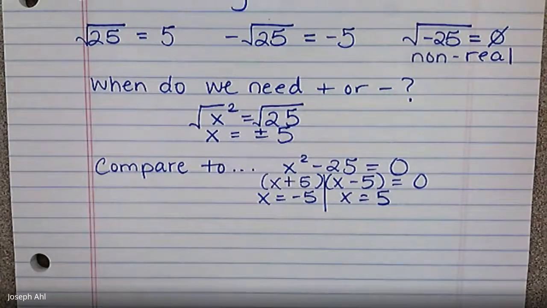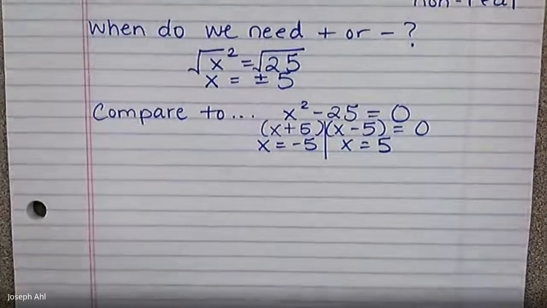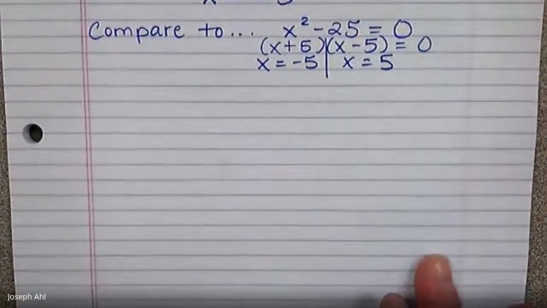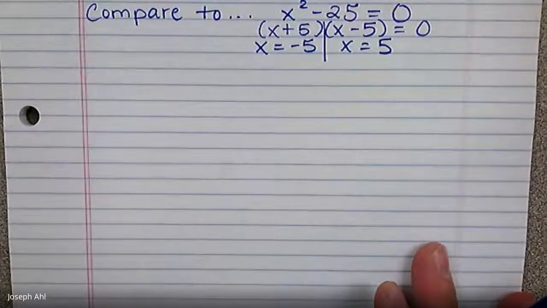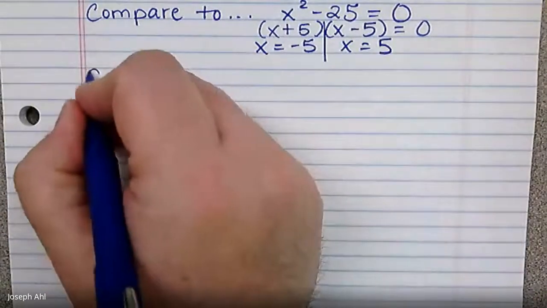So just as a quick aside there, hopefully that's starting to make some sense as far as when we write plus or minus. It's only really when solving. If the radical's there for us already, do not include plus or minus. So let's then talk about the process for simplifying.